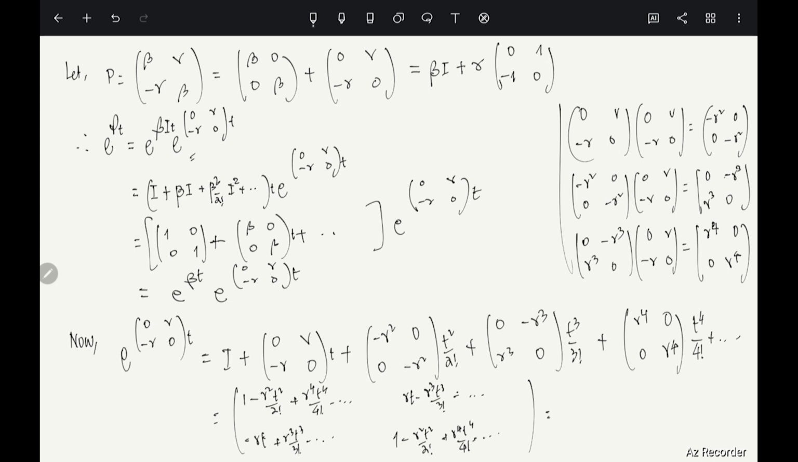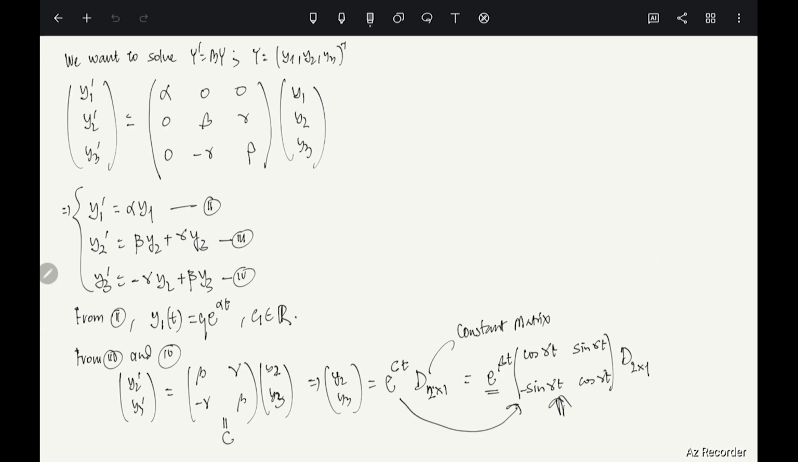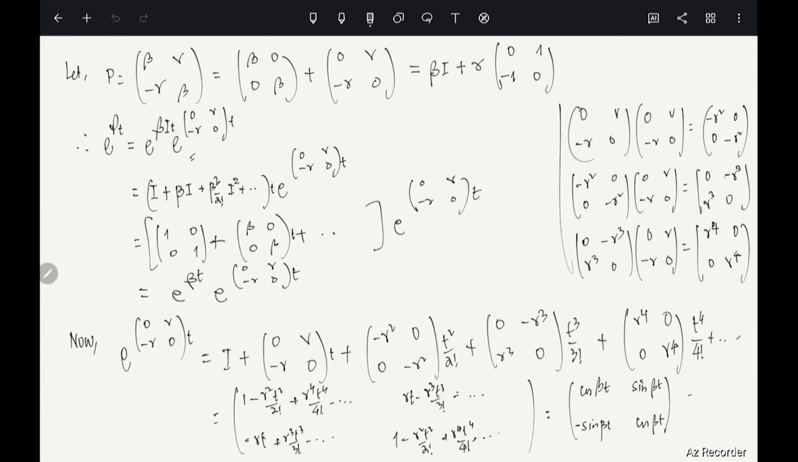Now you know this is nothing but sine and cosine. So essentially if you write it down, it is cosine beta t, sine beta t, and minus sine beta t, cosine beta t. Clear? So you see this is essentially the same thing which I wrote here. These and these are essentially the same thing. Now what I want you to do is this.